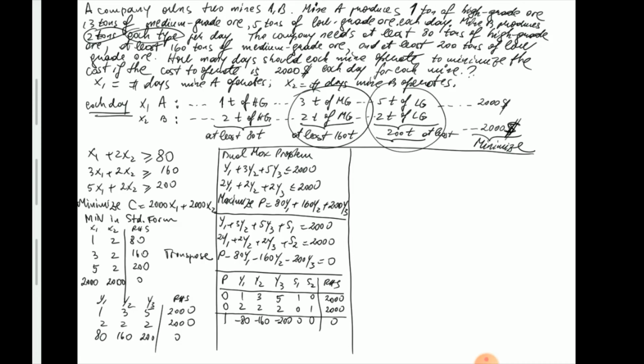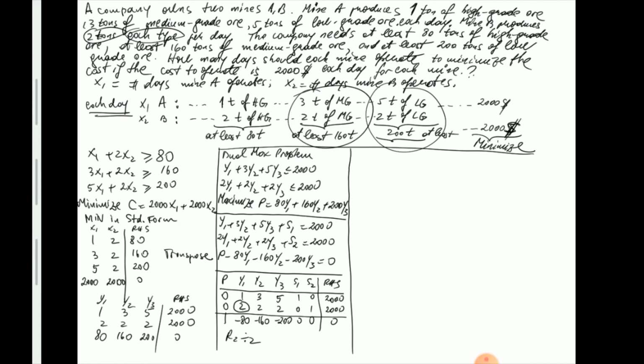What about the first pivot? Well, that's actually going to be 2, because the ratios are 2000 over 2, which is 1000, and 2000 over 1, which is 2000. So the least ratio gives you this pivot. And let's divide by the pivot first. So we're going to do row 2 divided by 2.